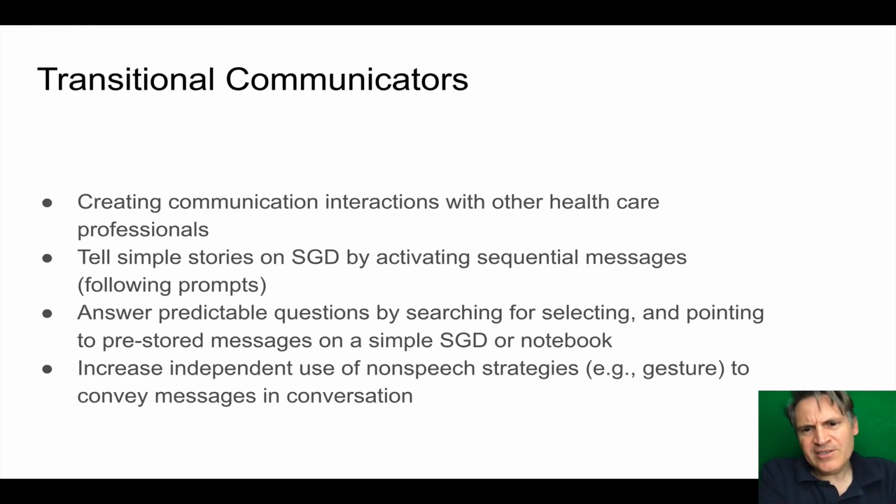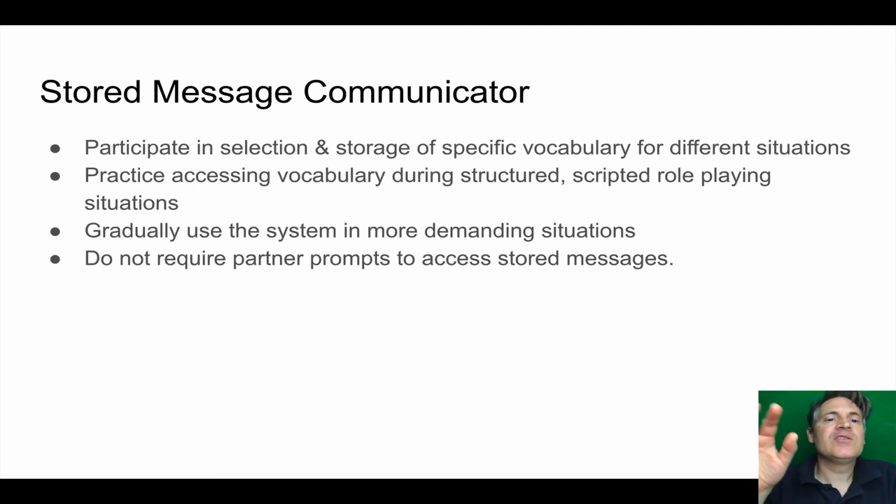For people who are transitional, this is where you want to start thinking about those scripts and practicing them. You can tell very simple stories by going through. The Aphasia Page Set has a script that you can use to tell a story, and basically you just go from top to bottom to do it. People who are transitional communicators can answer very predictable questions. They may need to get that kind of prompting to go on. And we want to get them to be more independent in how they're using something.